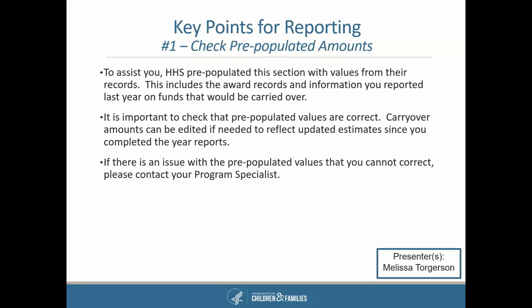Now, HHS has pre-populated this section for you with values from their records. And so this includes the awards that they've given you, as well as the information that you reported on carryover funds. But it's really very important for you to check that these pre-populated values are correct. I will always remember the Oklahoma grant recipient, and the coordinator there checked hers very carefully and found an error, and everyone had to go back and redo their reports because it turned out everyone's pre-populated amounts had errors in them. So do yourself a huge favor, double check that those amounts are right, and not just the amounts that HHS has awarded, but also making sure that the carryover amounts that you originally reported are still accurate. And we'll talk about that a little bit later.